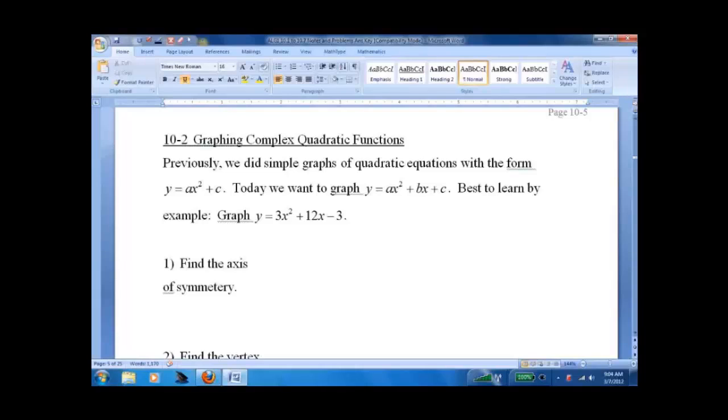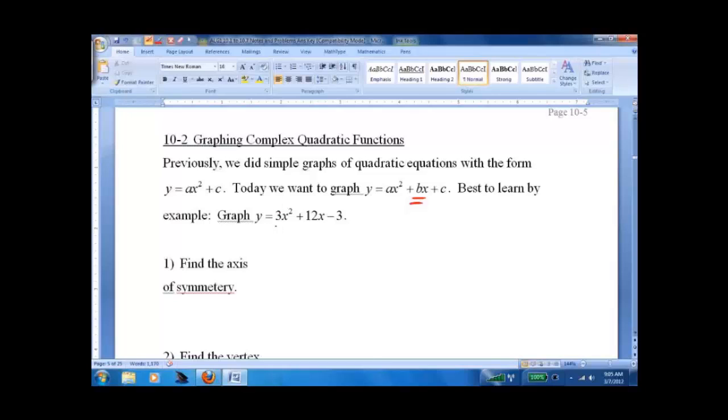Lesson 10.2, Graphing Complex Quadratic Functions. Previous class was fairly straightforward, not too much going on, but now we make your life, of course, more challenging. We add a bx value. So let's just jump in and give it a shot. How do we graph 3x squared plus 12x minus 3?